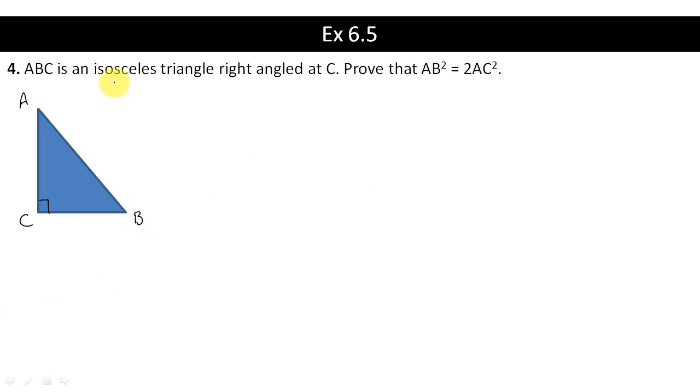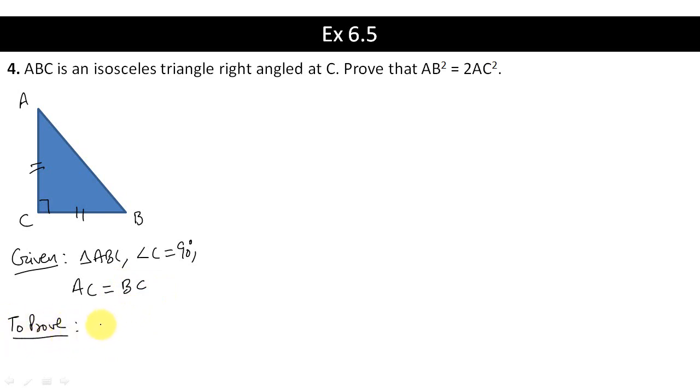Okay, and this is an isosceles triangle, that means AC will be equal to BC. So it is given that triangle ABC is right angled at C, and side AC is equal to BC. This is given, and we need to prove that AB square will be equal to twice AC square.